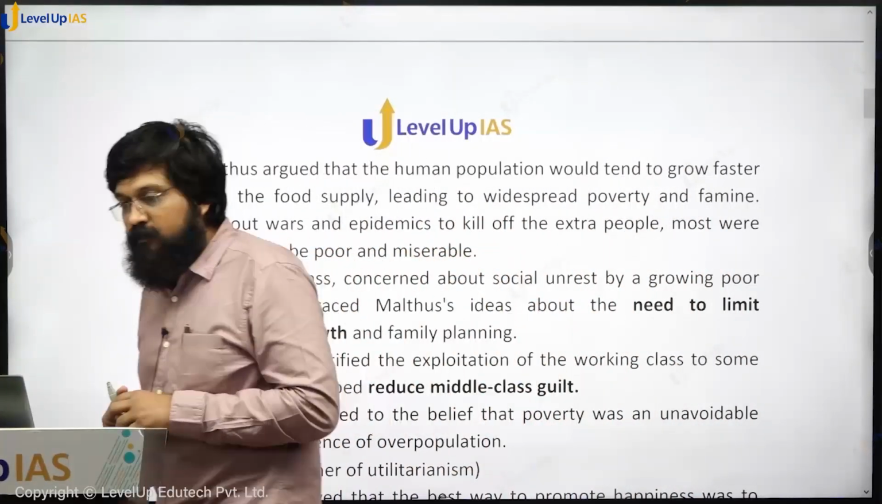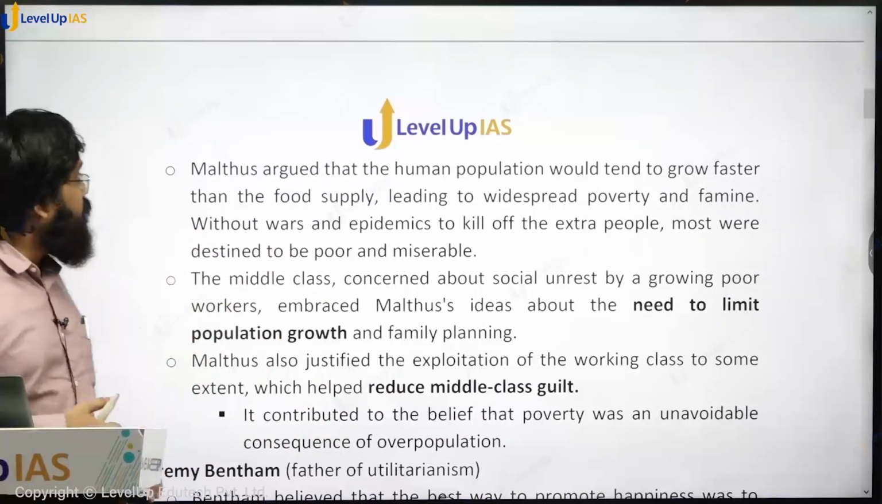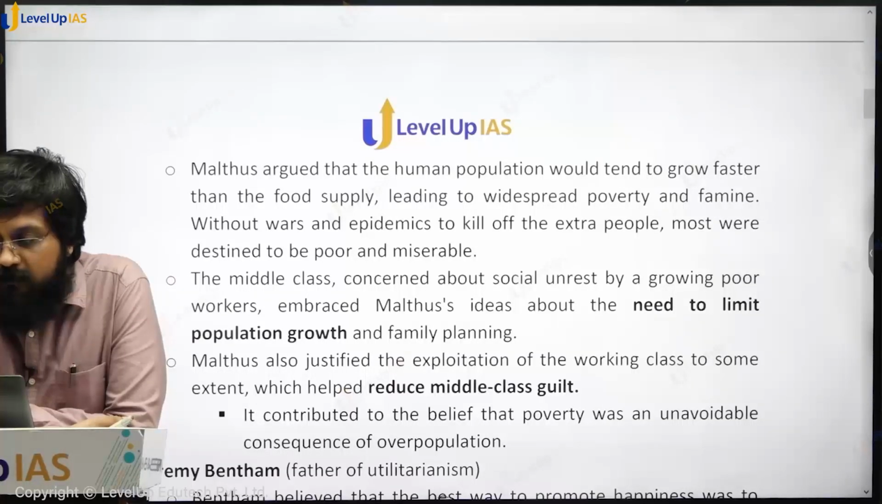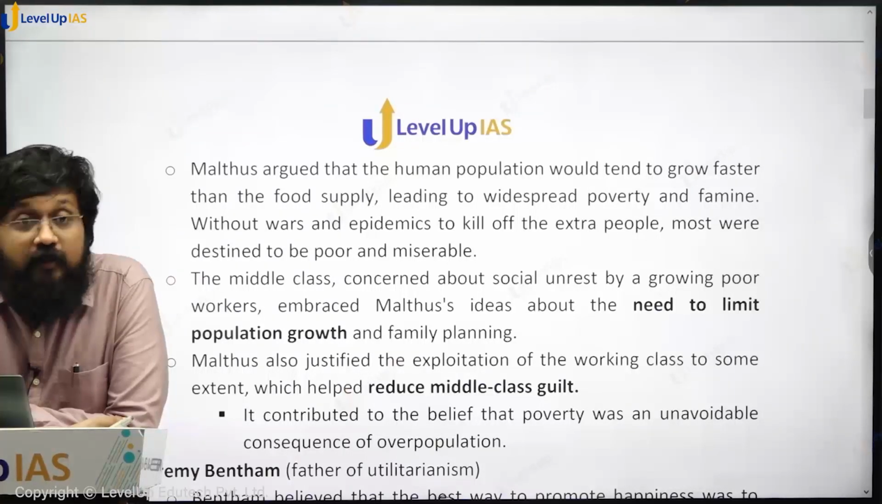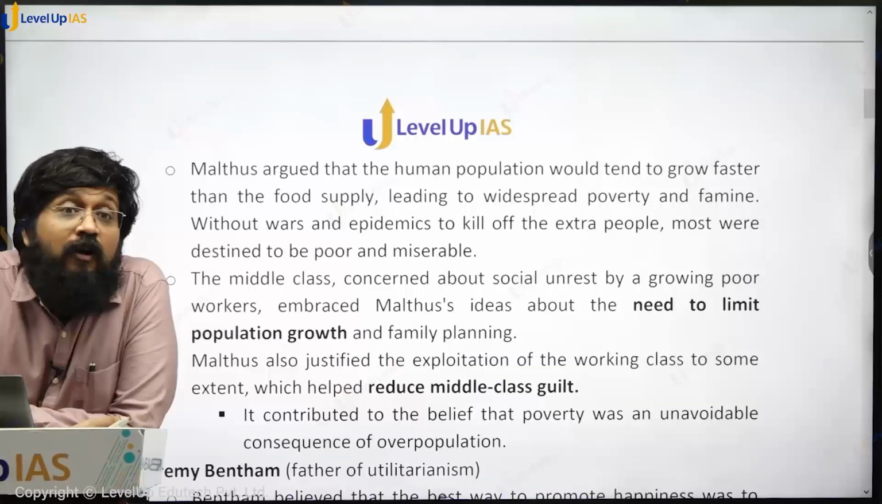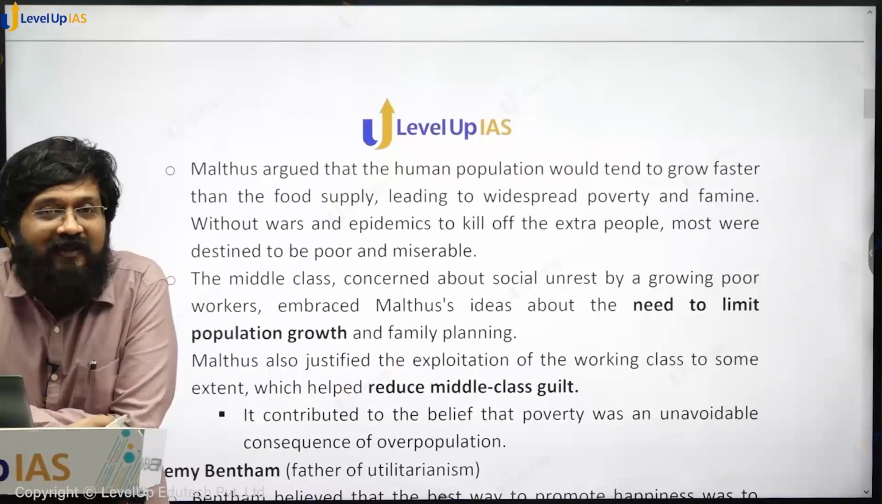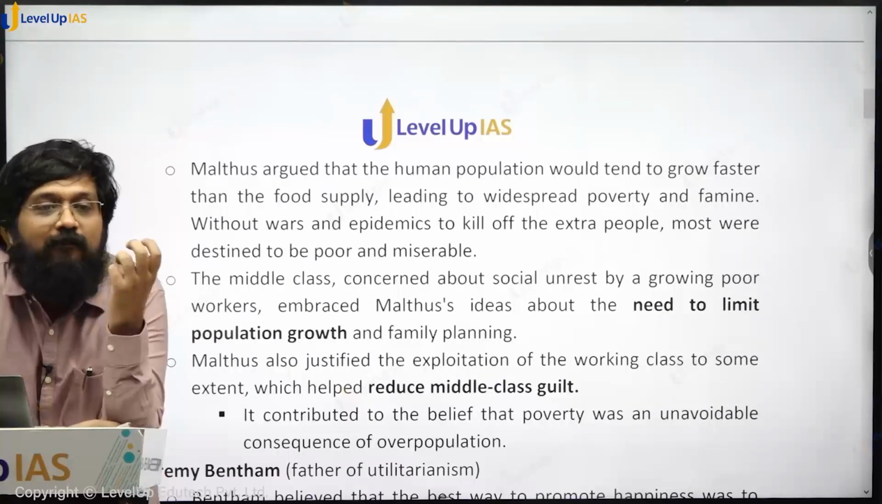Come to Malthus. Malthus argued that human population would tend to grow faster than the food supply, leading to widespread poverty and famine. Without wars and epidemics to kill the extra people, most were destined to be poor and miserable. And in the 1840s especially, the hungry 40s that we saw in the revolutions, the potato famine. At that time people felt that the prediction was coming true: less food, more people, people are dying. So in the 1840s, it appeared as if Malthus was right.